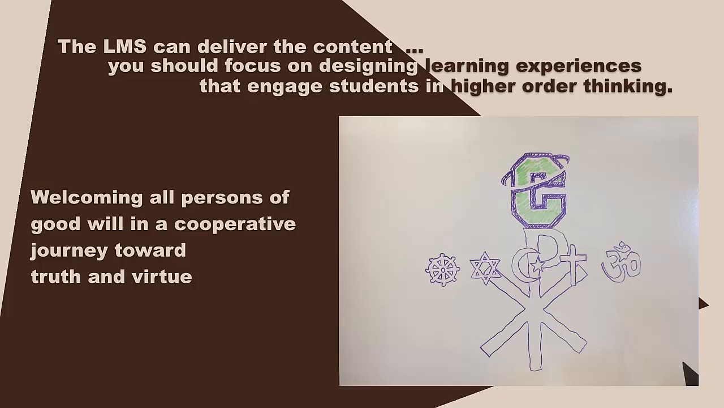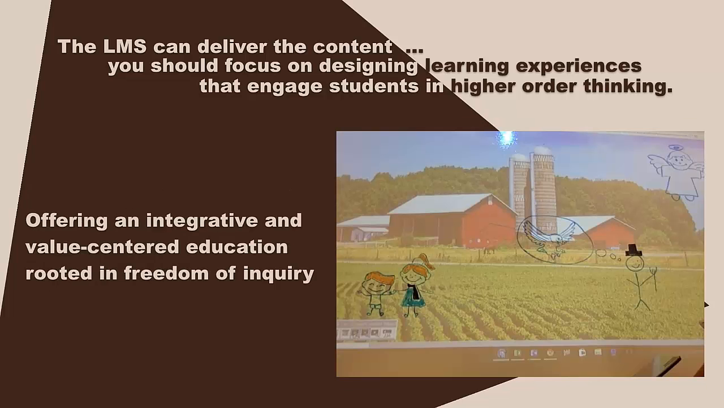Here's some other ones. This is cool. They had a farm scene in the background with an angel and a farmer. This represents offering of integrative and value-centered education rooted in freedom of inquiry. That's in one of the other paragraphs. So this is freedom of thought. They have a bald eagle inside of a thought bubble for this person. Value-centered education: they thought about the angel and the values traditionally associated with the farming community, so they put a farm in the background using a projector.